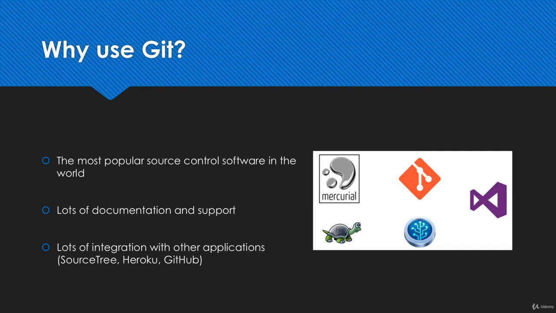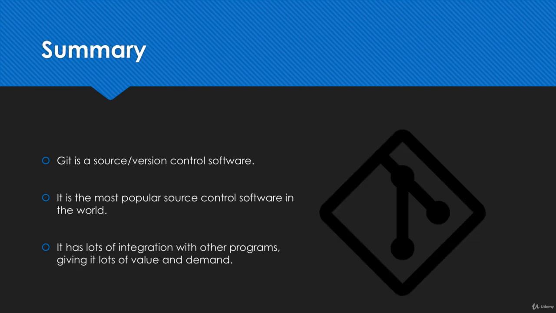A lot of different software requires these applications to work with their platform. So I'm just going to have a quick summary before we go off. Git is just source or version control software, just one of many out there. But we're using it because it's the most popular and most supported source control software in the world, as well as having lots of integration.